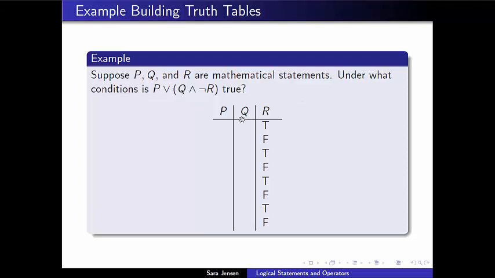For our next mathematical statement over, in this circumstance, Q, we're going to fill in those values of true and false in pairs. True, true, false, false, true, true, false, false. And for our last statement P right here, we're going to fill in those values 4 at a time. True, true, true, true, false, false, false, false.